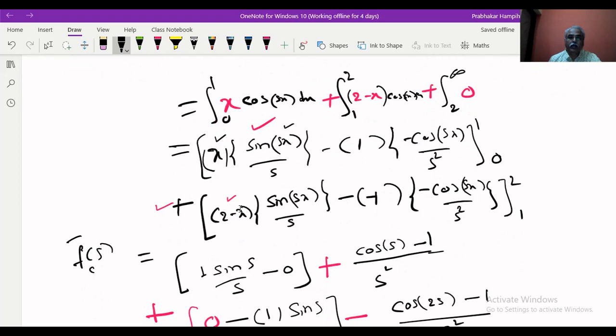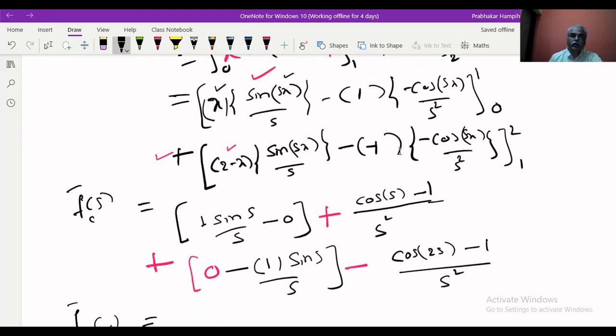Hence the second term, similarly, 2 minus x. So here sine sx by s, and this remains the same. Upper limit minus lower limit, term by term we are substituting. For your sake I am telling once again. Upper limit x equal to 1, sine s by s minus lower limit 0. Here also minus of minus is plus, the upper limit is cos s minus cos 0 by s square. So you are going to get cos s minus 1 by s square.